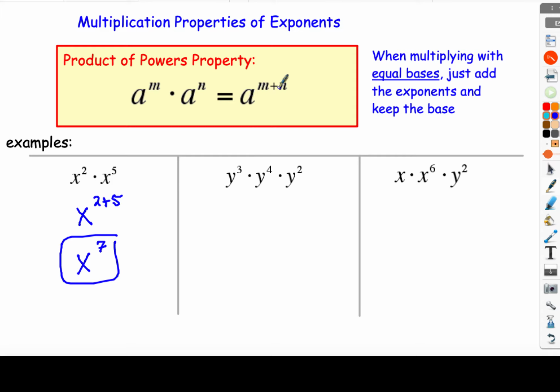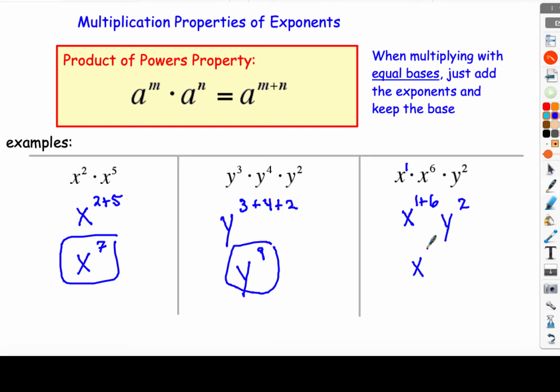Then we get a single a, and we just add the powers. So in the middle, same idea. This would really become y to the 3 plus 4 plus 2. Right? If they're all y's, then we just add the exponents, and we end up with y to the 9th. And over here at the right, we'll notice I've got x to the first, right? If there isn't an exponent written, we call it a 1, times x to the 6th. Well, that's going to become x to the 1 plus 6. But now notice y is not the same variable, so I can't combine those. So this just became x to the 7th, y squared. We can't combine the rest of that because, again, they're not like bases. They're not equal bases, right? They're not the same variable.